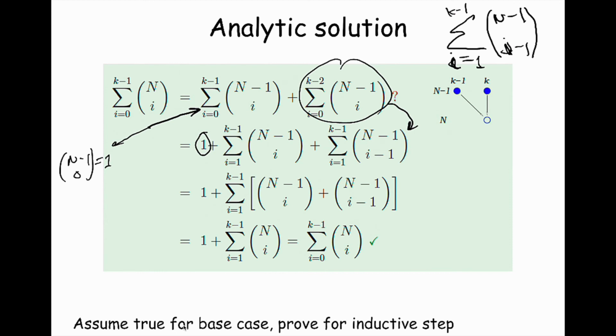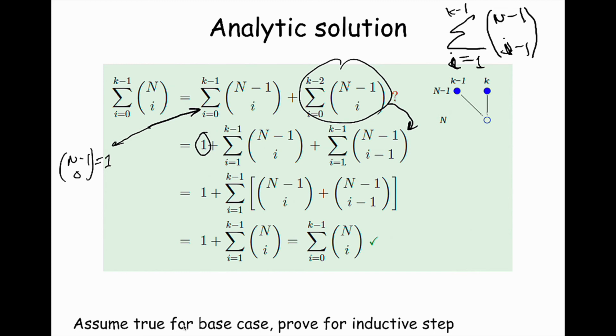And so if I do those two things, I'm left with 3 terms. I have 1 plus a summation, n minus 1 choose I, sum, for I goes from 1 to k minus 1. And then I have n minus 1 choose I minus 1, the sum, I goes from 1 to k minus 1. So now my indices for the summations are the same, and that's going to allow me to combine them.